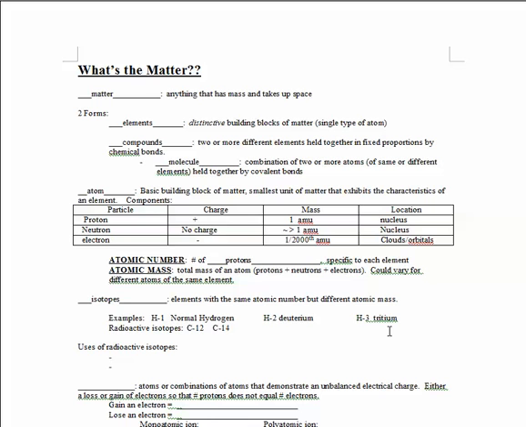And you even have tritium, which has 1 proton and 2 neutrons. So again, same element, it's all hydrogen, but these are isotopes of the element hydrogen.